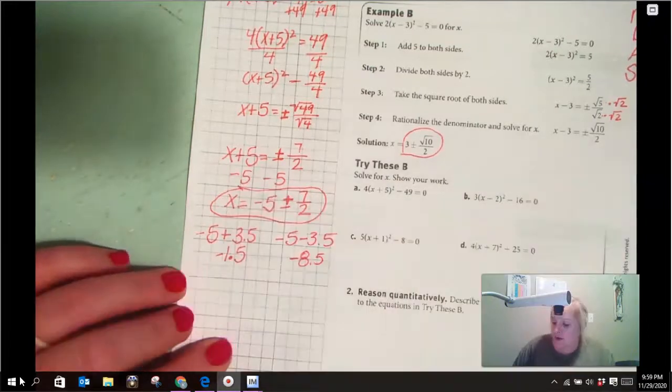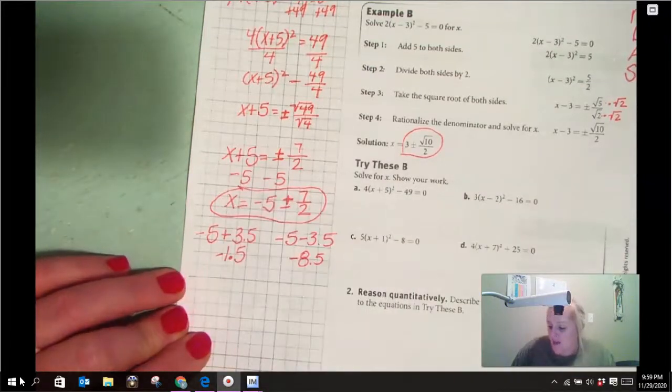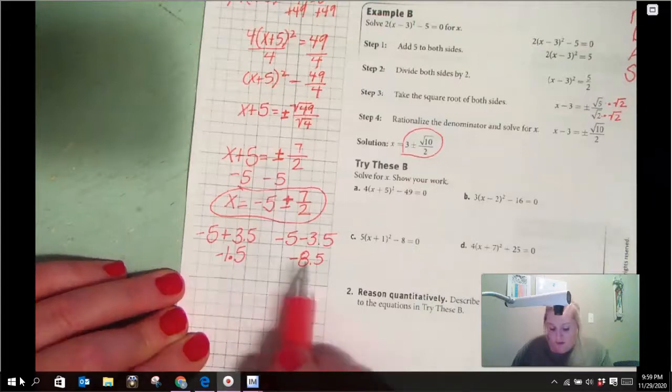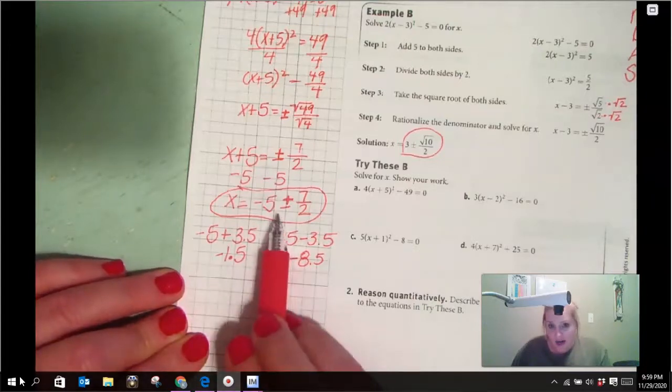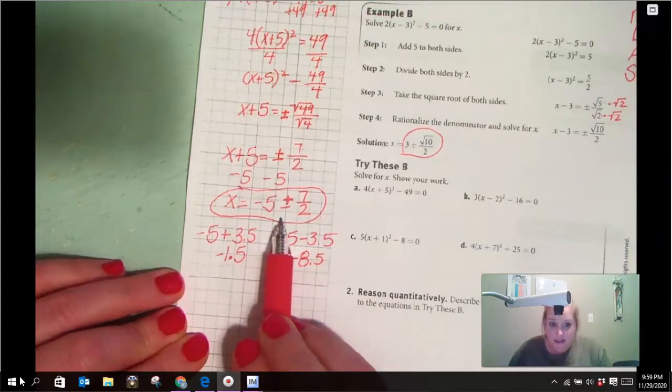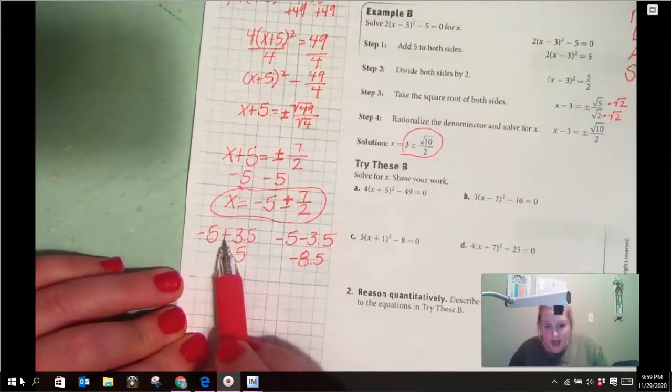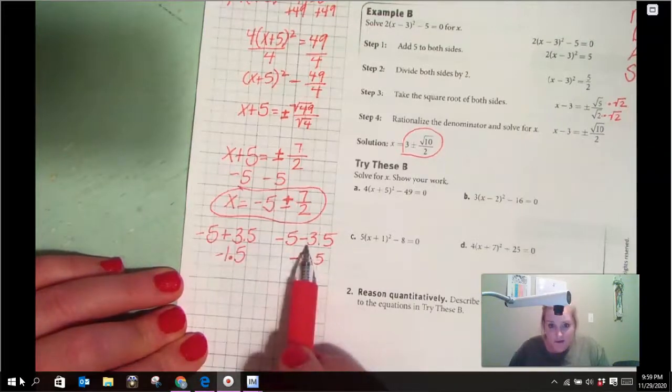So those are the two places where the graph is going to cross the x-axis. So it's crossing in both of those locations. So that right here, this ugliness, is what that represents. Okay, so we could take it a step further and do the positive and do the negative and get the actual two locations. Okay?